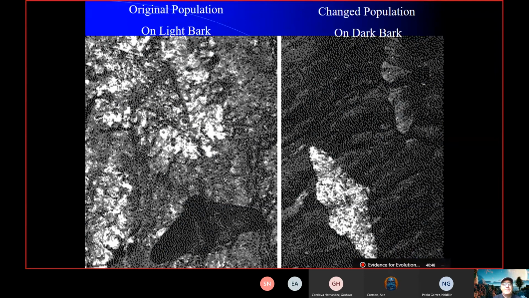Okay, so here's some pictures. Here's the original. Here you can see the dark colored one pretty well, huh? Light colored one's hard to find. It's up here. Not great photos, I have to say. And here we have the changed population on the dark bark. Here's the light one, easy to find. The dark moth is over here. Much better camouflaged. If a bird is just going to fly up and grab one of these guys real quick, which one are they going to grab? So the best trait had shifted because of an environmental change.